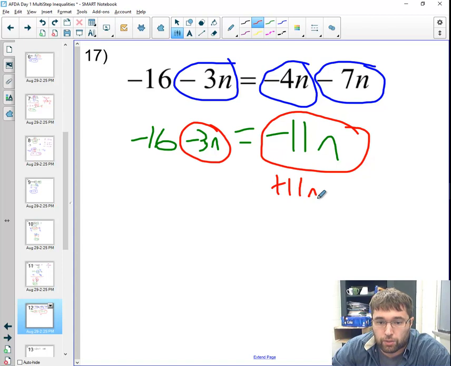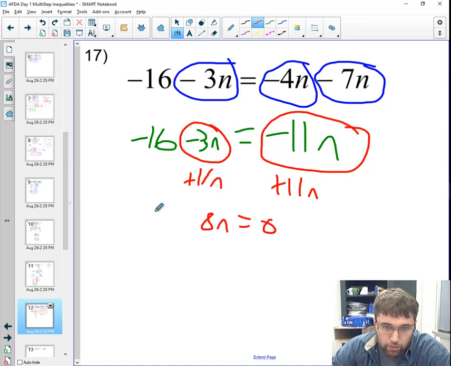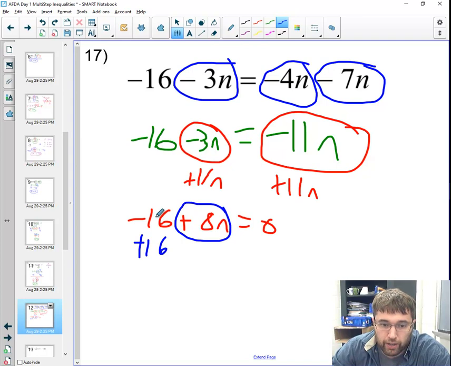So I add 11n to both sides, and I'm left with 8n minus 16 equals 0, and it's a positive 8n. So I circle the variable, take care of the hater with the plus sign. So I add 16 to both sides, because the opposite of negative 16 is positive 16. I'm left with 8n equals 16, because these cancel out.